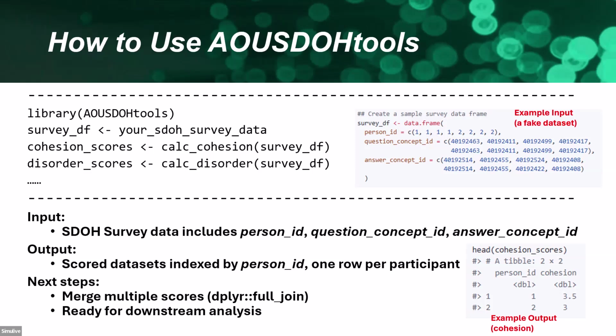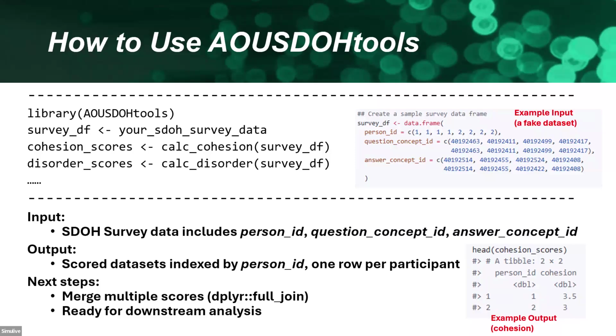Now let's talk about how it works. The functions follow a pretty simple workflow. You load the package and your SDOH survey data, which should include person ID, question concept ID, and answer concept ID. And then you call one of the scoring functions like calculate cohesion or calculate disorder. The function gives you back a tidy data set, one row per person with the score computed. It's really that straightforward, and let me show you what that looks like.